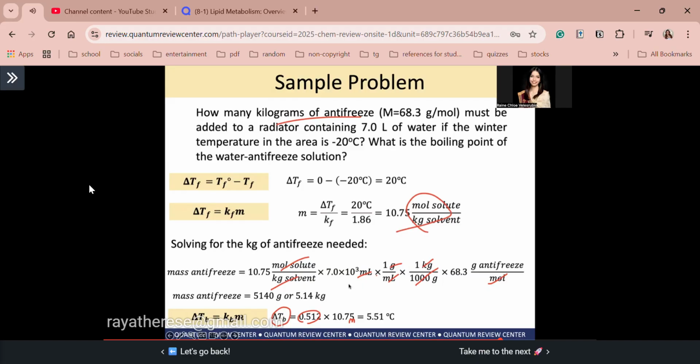O hindi natatapos yan, guys. Kailangan natin hanapin ang boiling point ng water antifreeze solution. So let's use this. The boiling point is equal to 100 degrees Celsius. So this is the boiling point of the pure water.